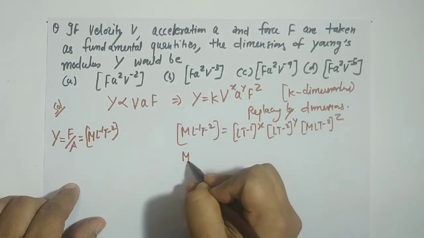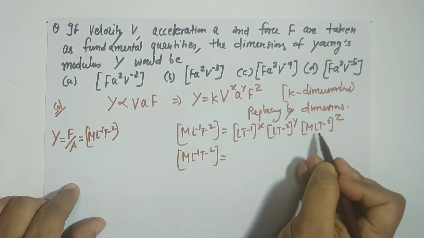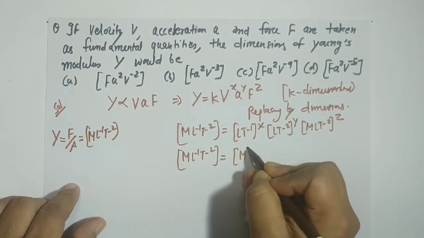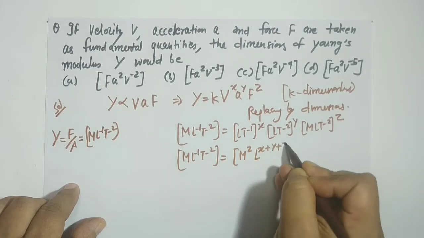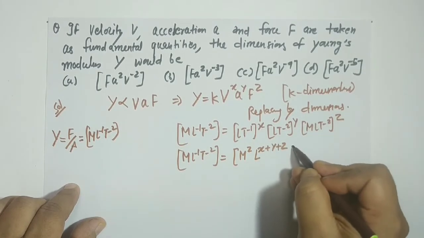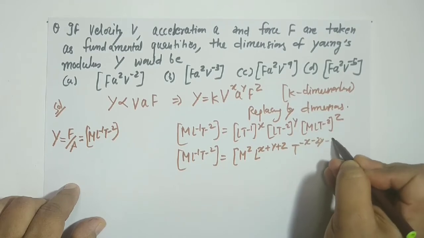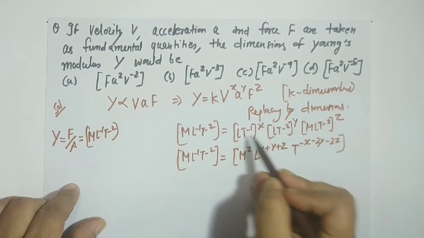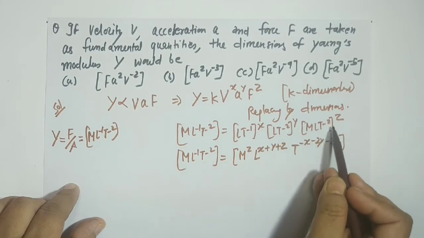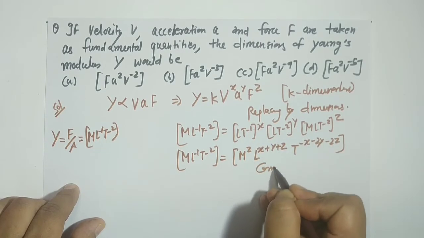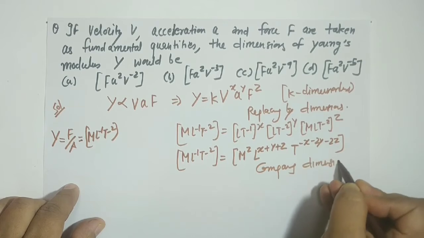So now we compare it. We organize it first. What is the power of mass here? It is z. What is L? x plus y plus z. What is T? It is minus x minus 2y minus 2z. See here, L is x plus y plus z. T is minus x minus 2y minus 2z. So comparing dimensions, we get three equations and then we solve it out.